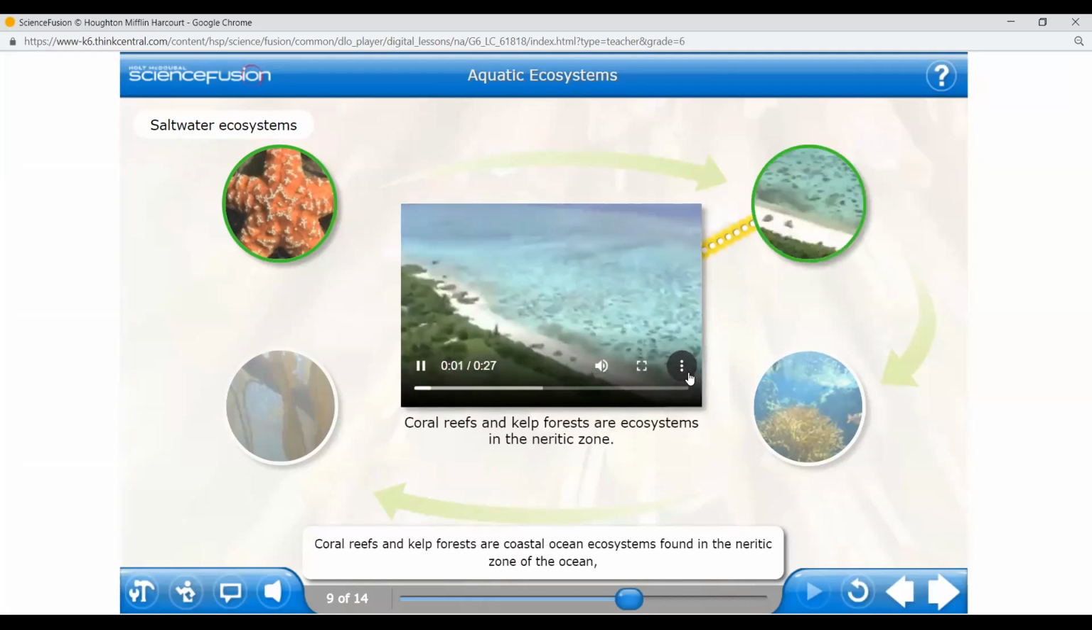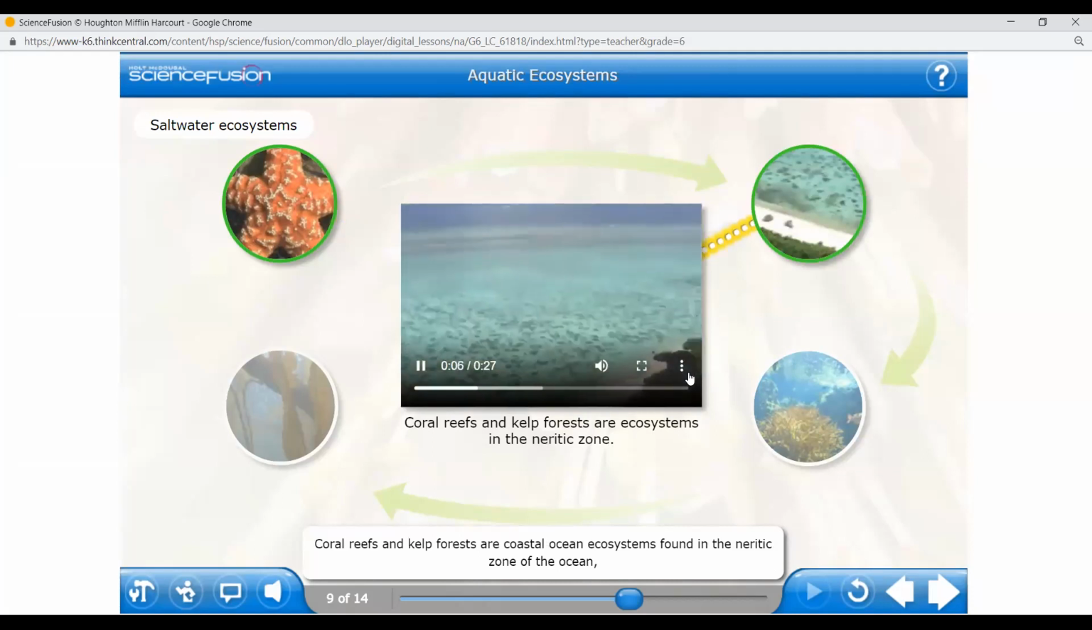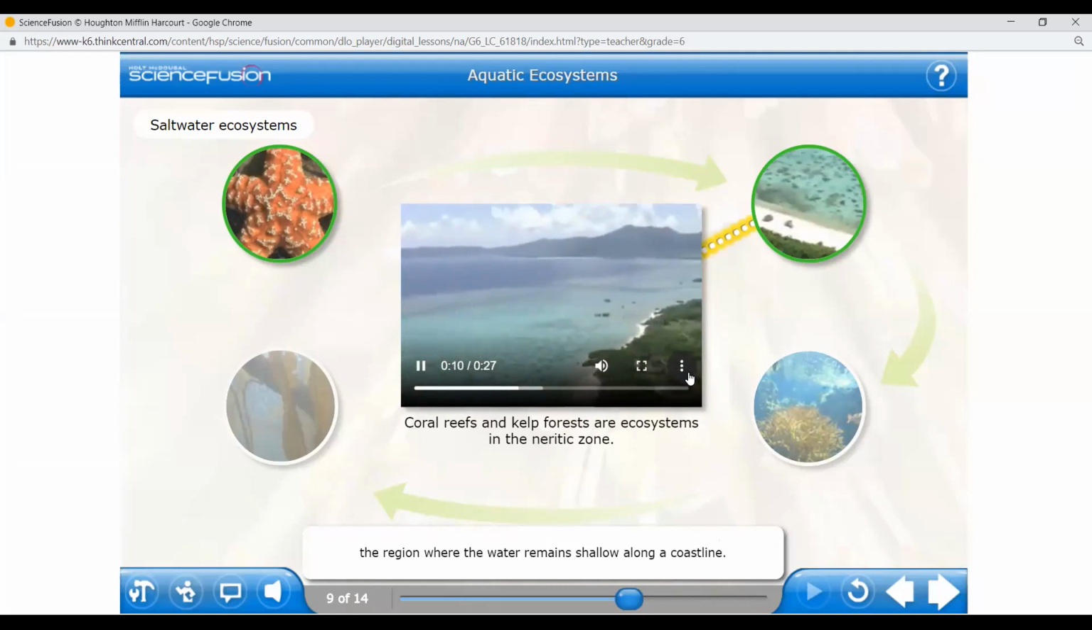Coral reefs and kelp forests are coastal ocean ecosystems found in the neritic zone of the ocean, the region where the water remains shallow along a coastline.